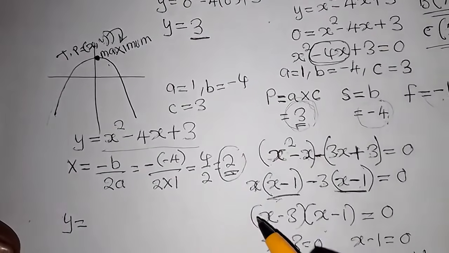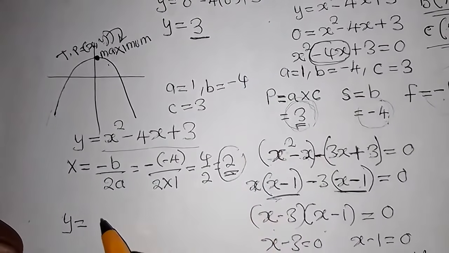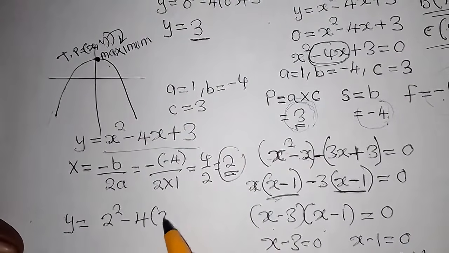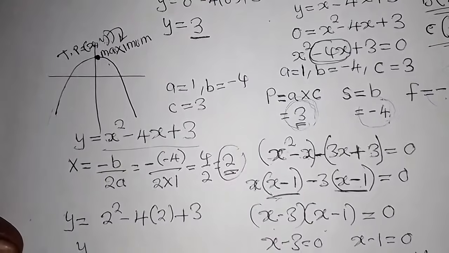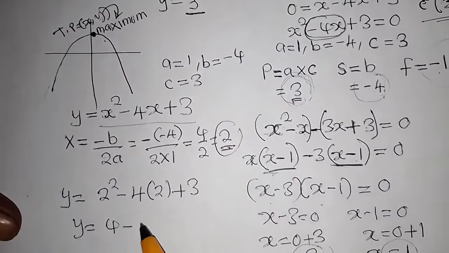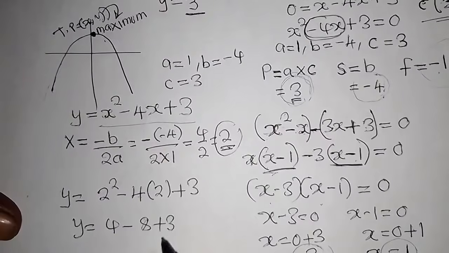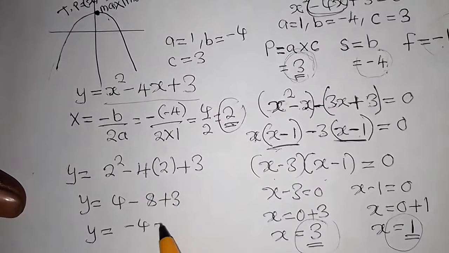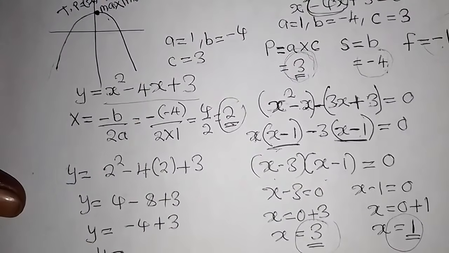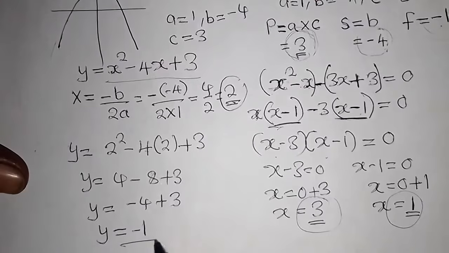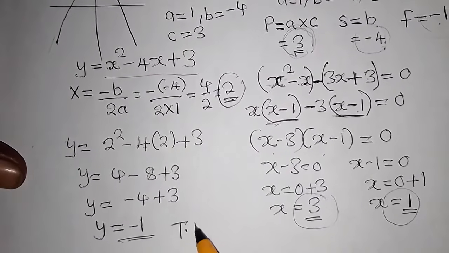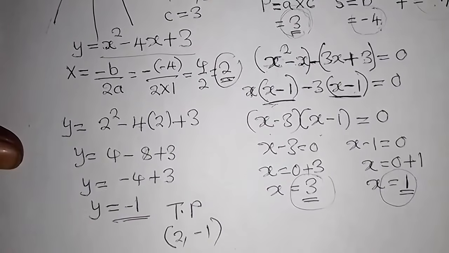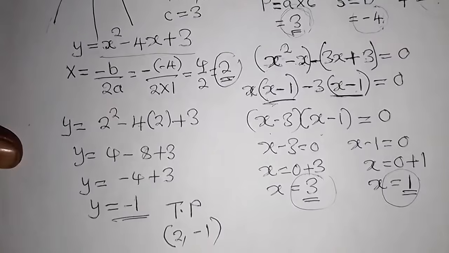This is what you're going to do. Y is equal to, so you say x is what? 2. 2 squared minus 4 times 2 plus 3. Like this. This is equal to, this is 4 minus 8 plus 3. So when you evaluate this, 4 minus 8, negative 4 plus 3. So y is equal to negative 1. This is your answer. So the turning point is equal to what? What is the turning point? X was 2. Y was negative 1. Have you seen like this? This is the way it is.